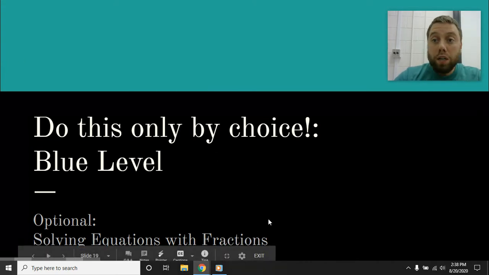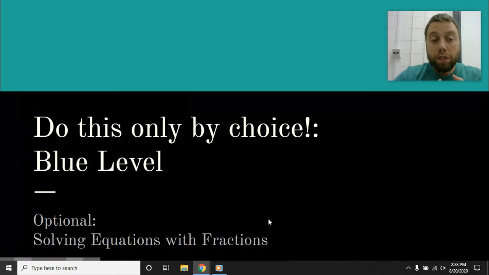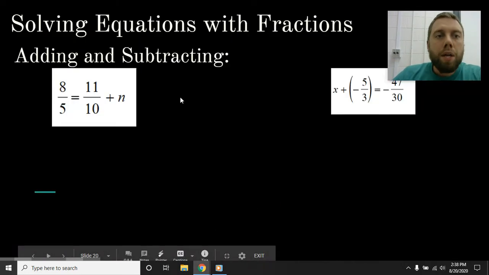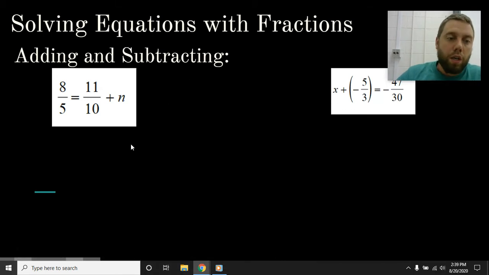Okay, so what are we going to talk about today? We're going to continue talking about solving one-step equations, but we're going to throw in an extra wrench, which is fractions. Okay, so I have a couple of examples here with adding and subtracting fractions.